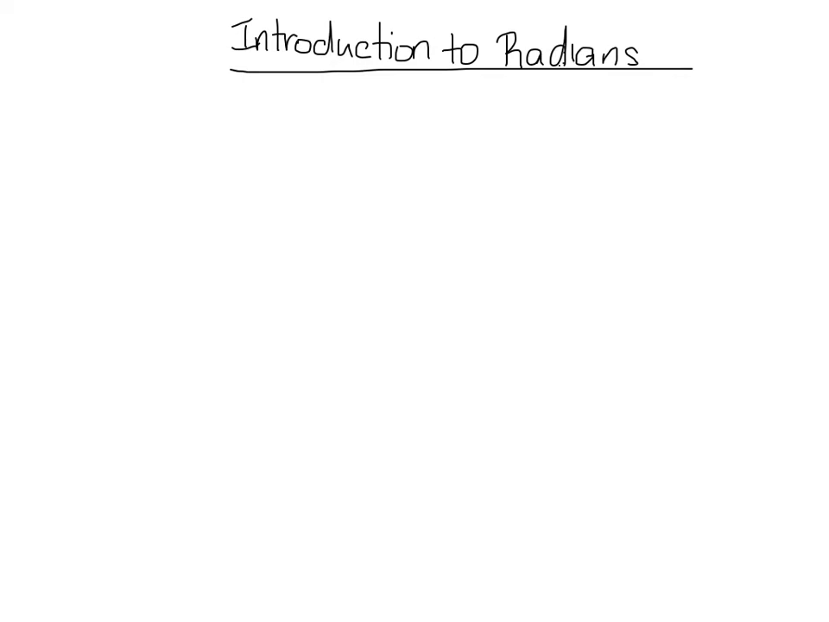In this video, I'd like to introduce you to radians. Radians is just an alternative way to measure angles, and when you're used to it, it's actually a little bit easier than working with degrees. What you need to know is that pi radians is the same thing as 180 degrees. If you know that, then you'll be able to convert back and forth.